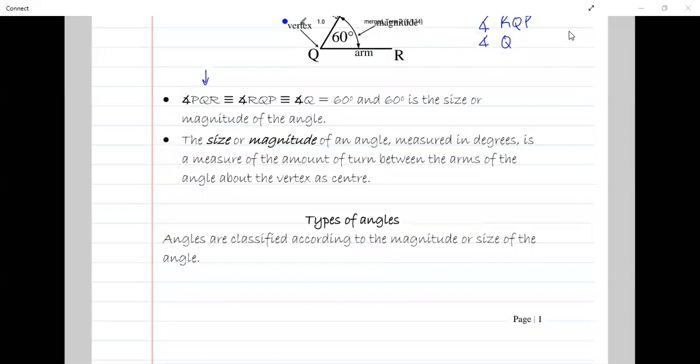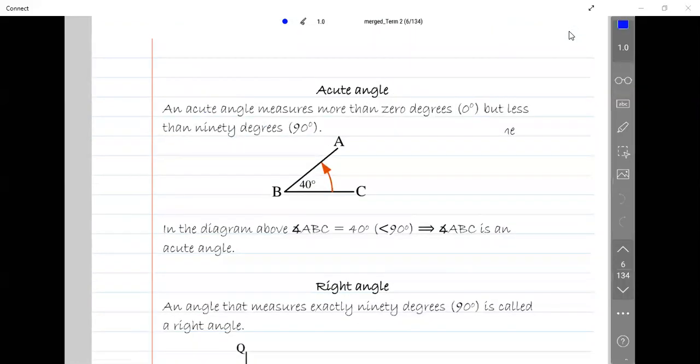All right, let's talk about types of angles. Now, angles are classified according to the magnitude or size of the angle. Many of this stuff you should know already, so we can probably go through it quickly.